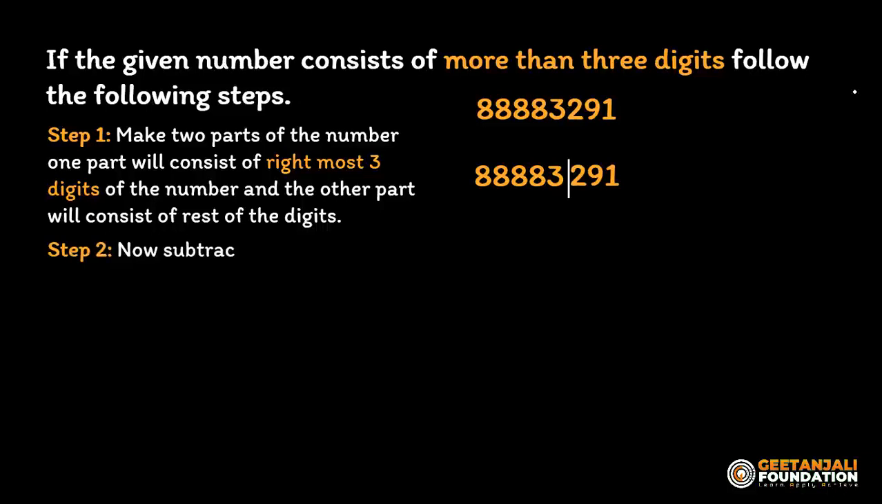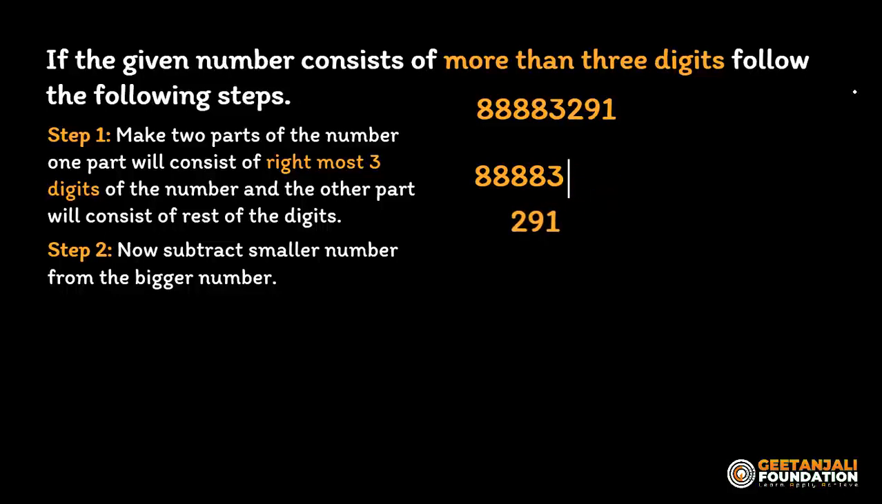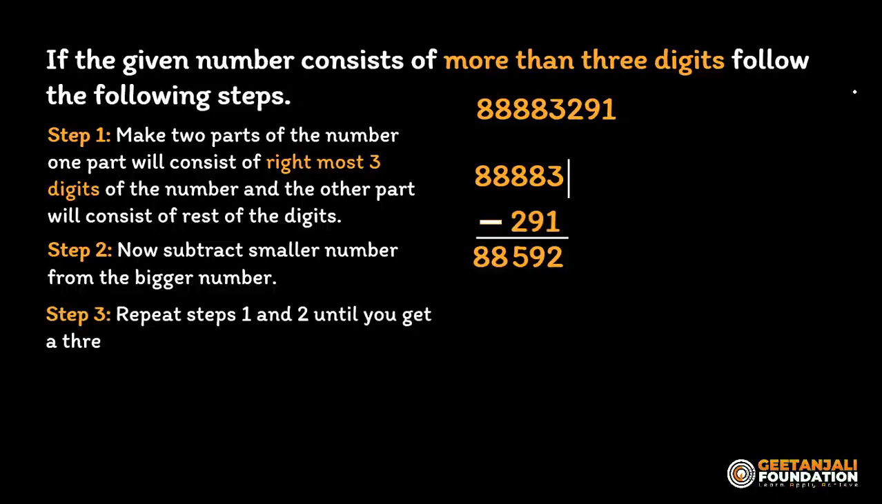In step 2, subtract the smaller number from the bigger number. Here the smaller number is 291, so we will subtract it from the bigger number 88,883. So when we subtract it, we get 88,592. Now it is still a big number. What we should do? Step 3, repeat steps 1 and 2 until you get a 3-digit or smaller number.